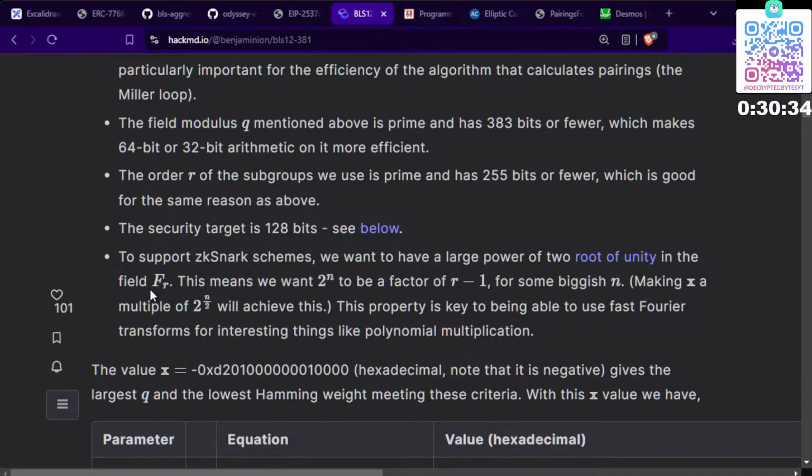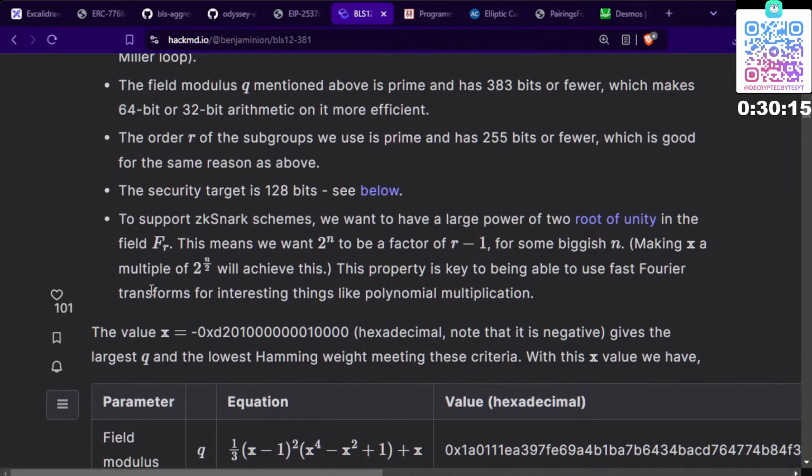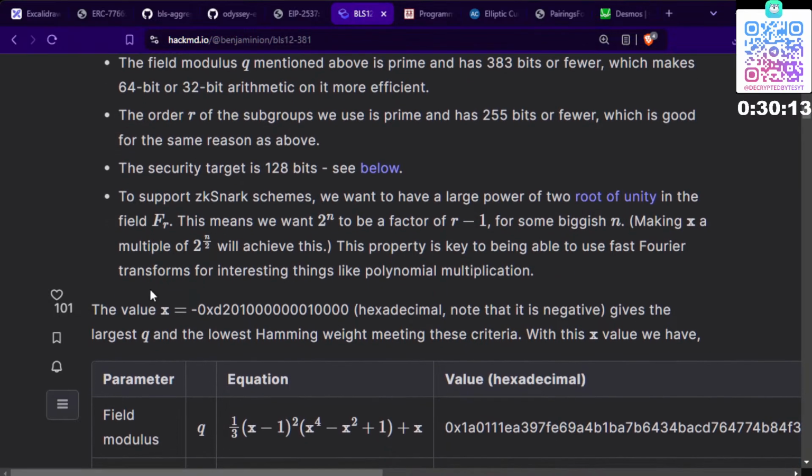The order r of the subgroup we use is prime and has 255 bits or fewer, which is good for the same reason as above. The security target is 128-bit. See below for the security level.